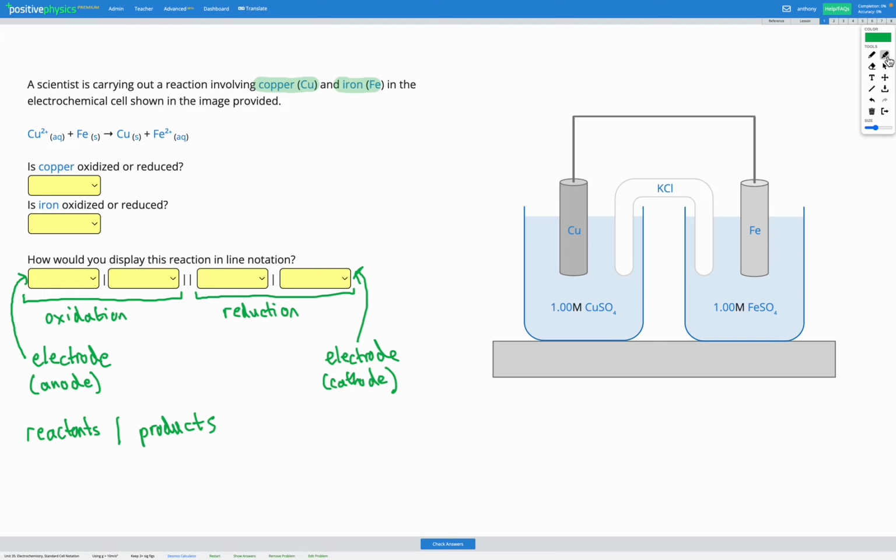So starting with copper, we have copper 2 plus aqueous on the left, and copper solid on the right. Right now we have a charge of 2 plus on the left and a charge of 0 on the right. So to balance that out, if we add 2 electrons on the left here, the charge on the left is now 0 and the charge on the right is 0. So copper 2 plus is gaining electrons to form copper solid. So this is a gain of electrons.